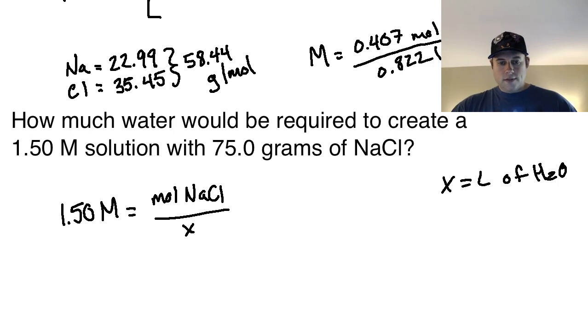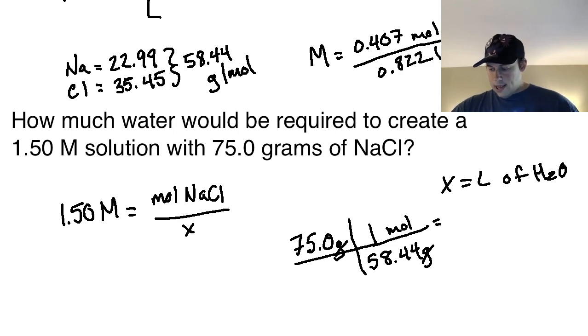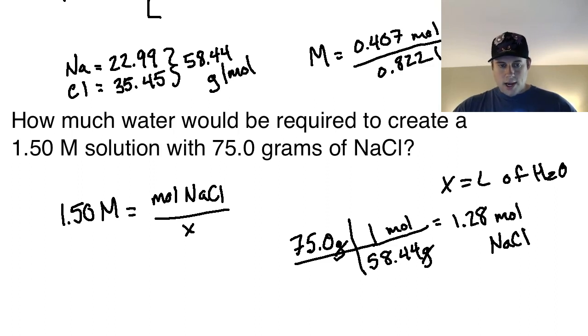So again, to get moles of NaCl, just like I did above, I need to take the amount that's given. They're telling me I can start with 75 grams of the NaCl. And then down here, I would use the same value again: 58.44 grams of NaCl in every 1 mole of NaCl. So grams will cancel with grams. And when I plug that in, I get 1.28 moles of NaCl. So that is what I can plug in right here: this is going to be 1.28 moles of NaCl.